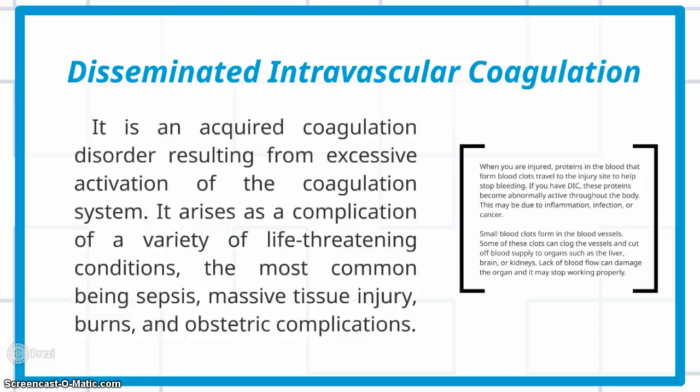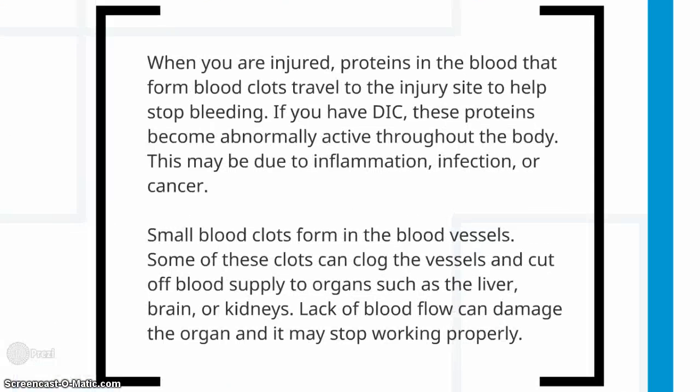and obstetric complications. When you're injured, proteins in the blood that form blood clots travel to the injury site to help stop bleeding. If you have disseminated intravascular coagulation, these proteins become abnormally active throughout the body. This may be due to inflammation, infection, or cancer. Small blood clots form in the blood vessels. Some of these clots can clog the vessels and cut off blood supply to organs such as the liver, brain, or kidney. Lack of blood flow can damage the organ and it may stop working properly.